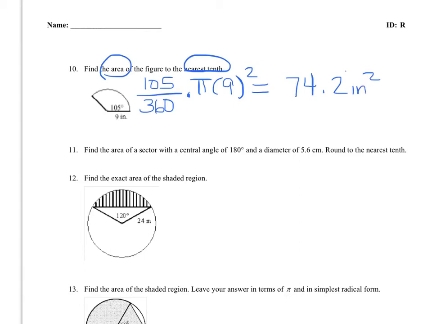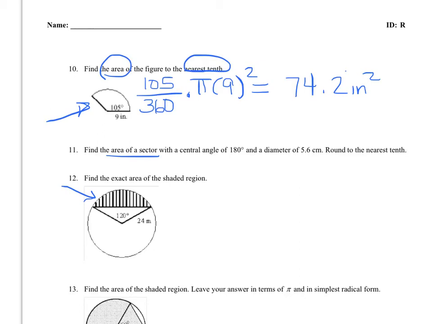Alright, number 11, find the area of the sector. Now that is like the piece of pizza, just like this. This is a sector here. This is a segment, just so you can tell the difference. The piece of pizza, the crust, that's the difference. The central angle is 180, the diameter is 5.6.